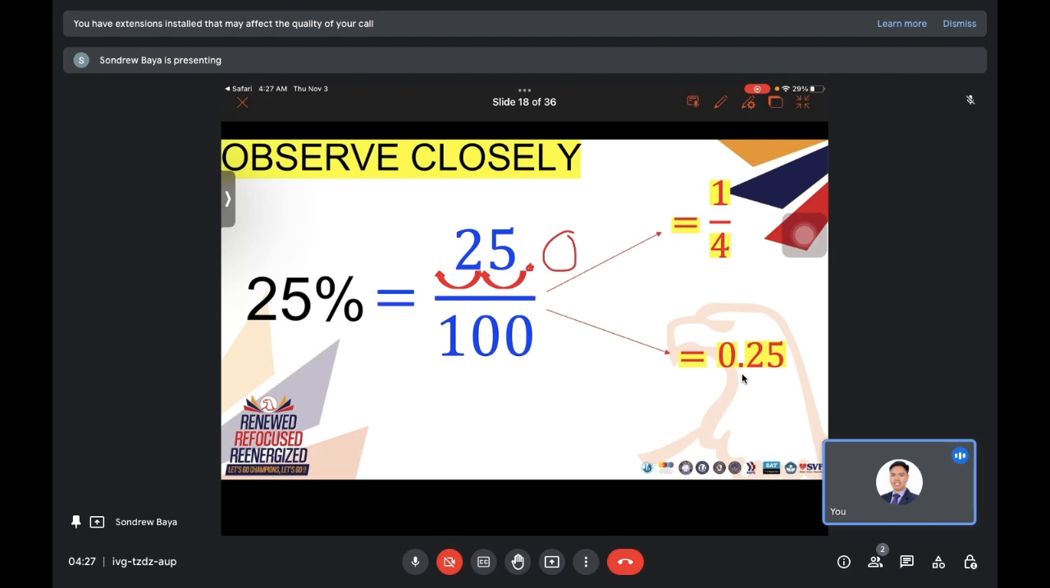So converting percentages to fractions and decimals can be done together or can be done at once. Okay, let's have more examples.